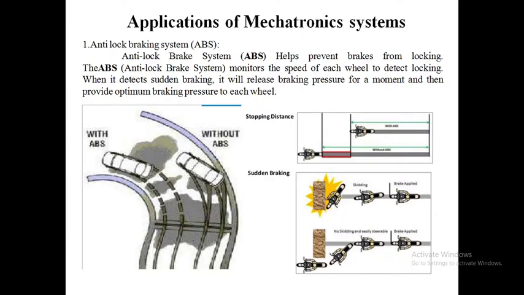So in this screen you can see we are going to study this anti-lock brake system or anti-skid braking system. This anti-lock braking system, short form ABS, is the best application of Mechatronics system. So what is this anti-lock braking system? Anti-lock braking system means we avoid the locking of the brake of a particular wheel. Anti means we are going to avoid the locking of the braking system here.